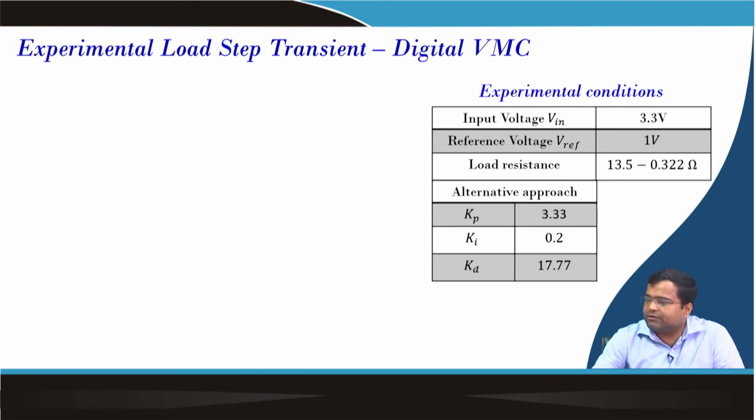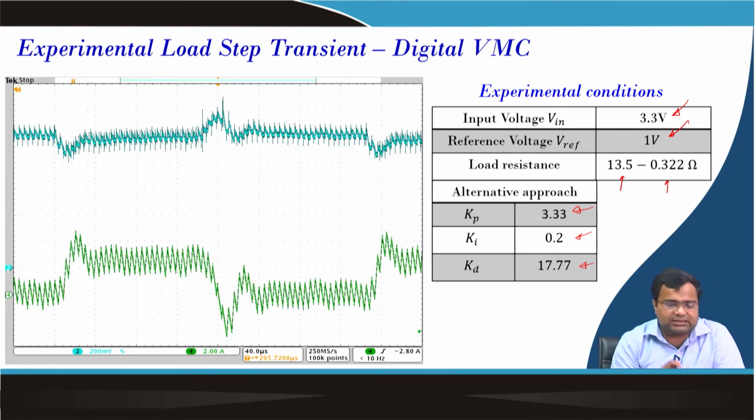Now, we are first considering our first case study of load step transient, where 3.3 volt input and 1 volt output, and the load resistance is changing from 13.5 to 0.322 ohm and back, because there is step up and step down, and we are designing using the alternative approach. Kp and Kd are coming from the design which we made in the previous lecture, only we have reduced Ki and limited to 0.2.